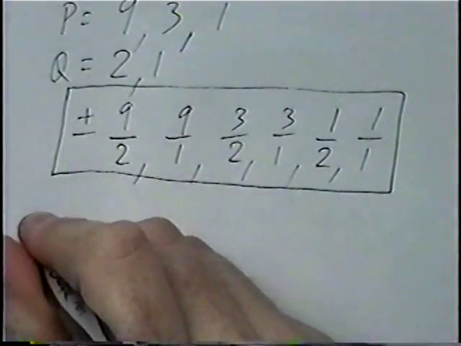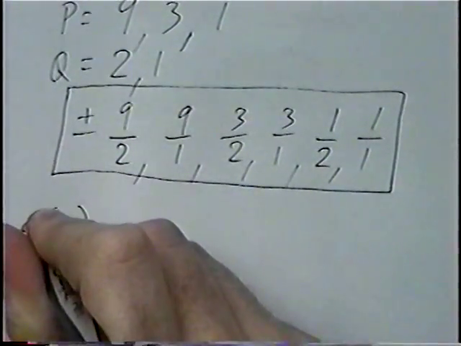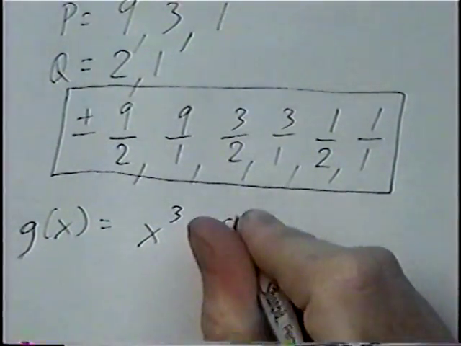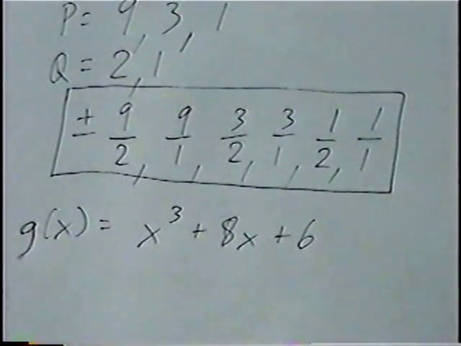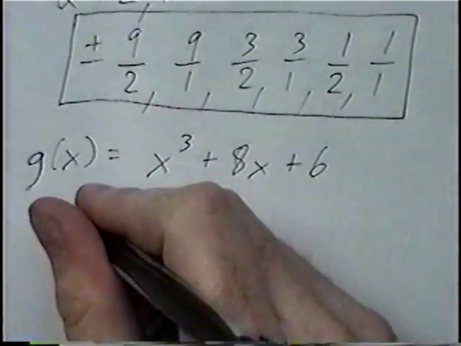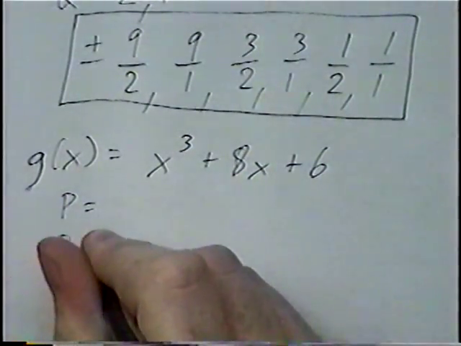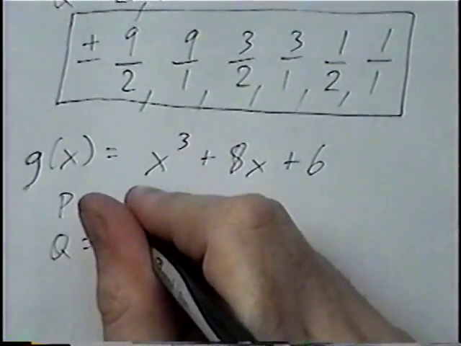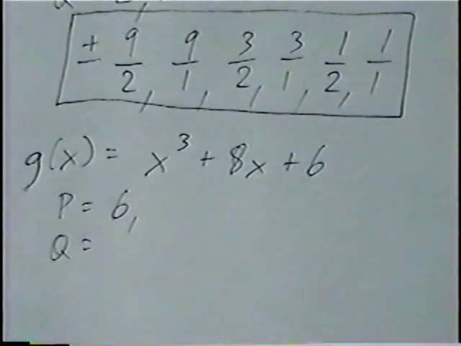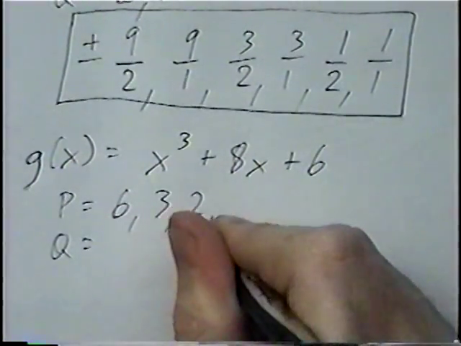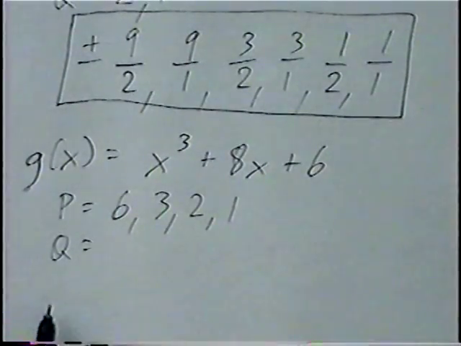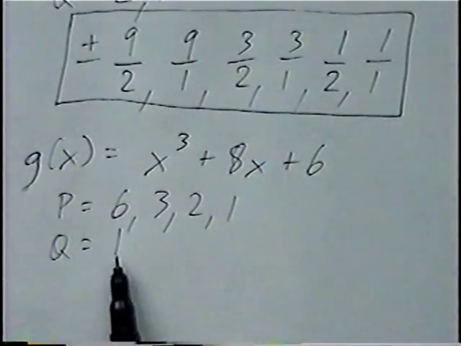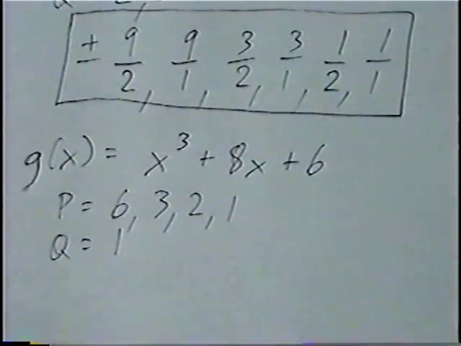And the last function we'll look at, g of x equals x cubed plus 8x plus 6. And again, to find the possible zeros, we'll find the value of p and q, and then list out the fractions. P again is the last number, the constant 6, and all the factors of 6, which would be 3, 2, and 1. And q is the leading coefficient, or number in front of the highest degree. In this case it is 1, and the only factor of 1 is 1.